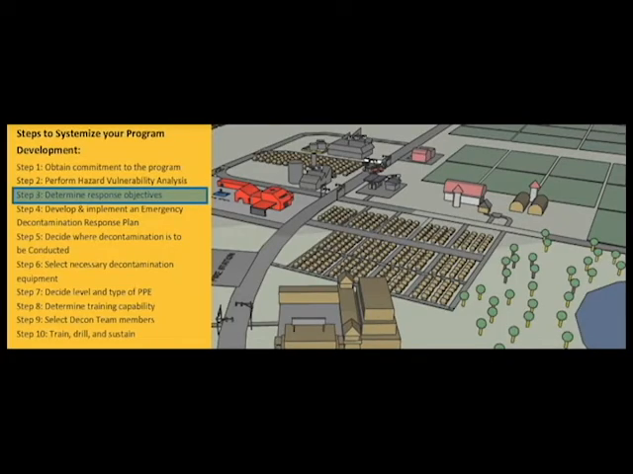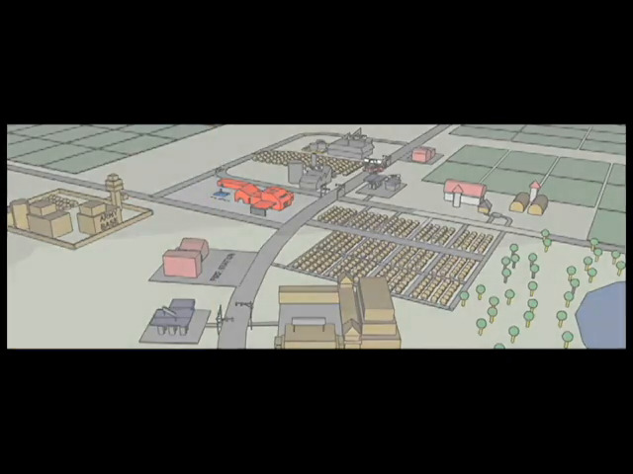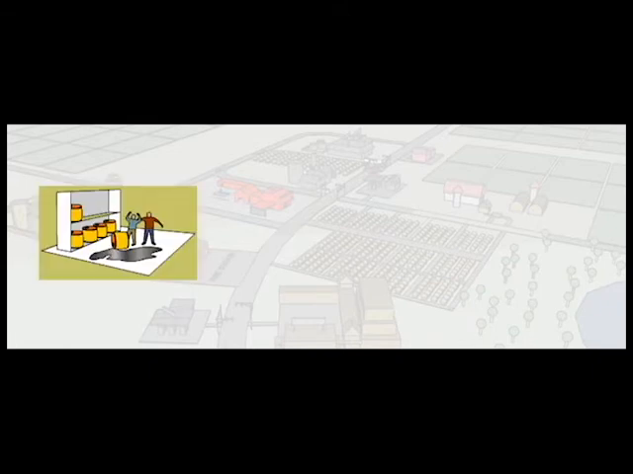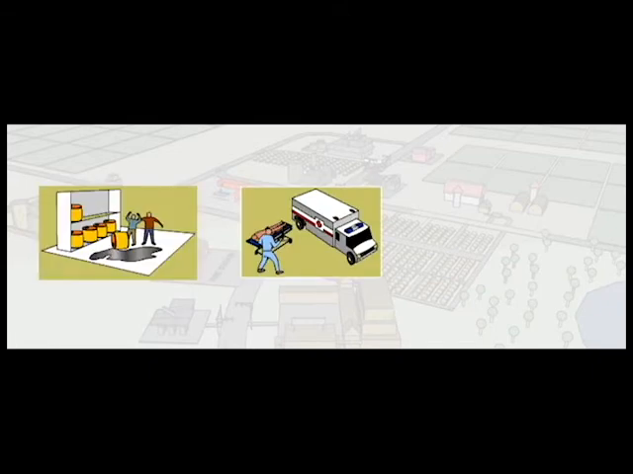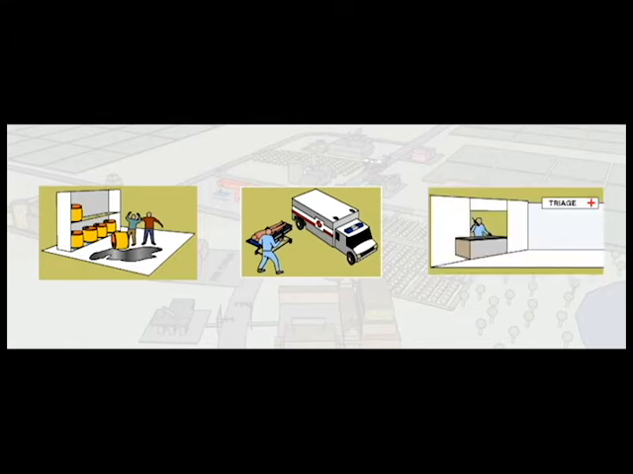Step 3. Determine response objectives. When a hazardous materials incident occurs in a community, a number of issues must be addressed. The released chemical needs to be identified and contained, people in the immediate release area need to be evacuated, and triage decisions regarding on-scene decontamination and hospital transport must be made.